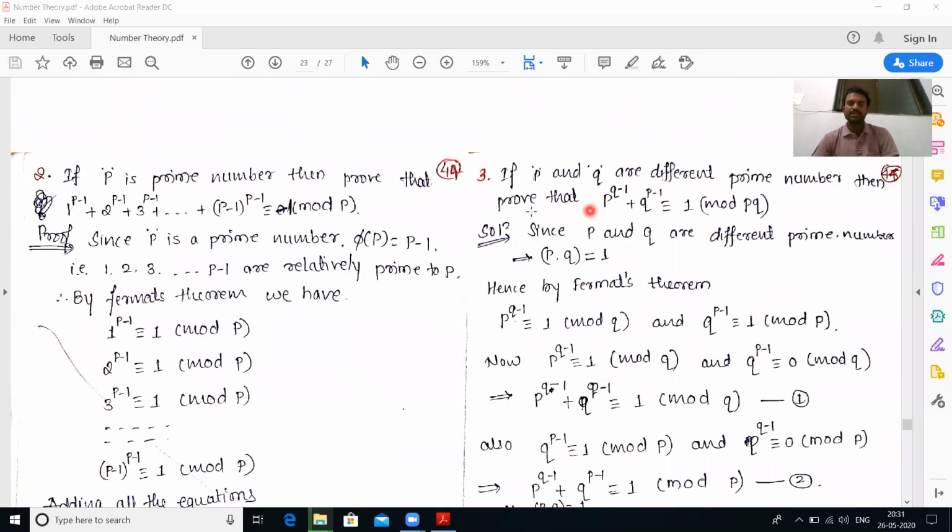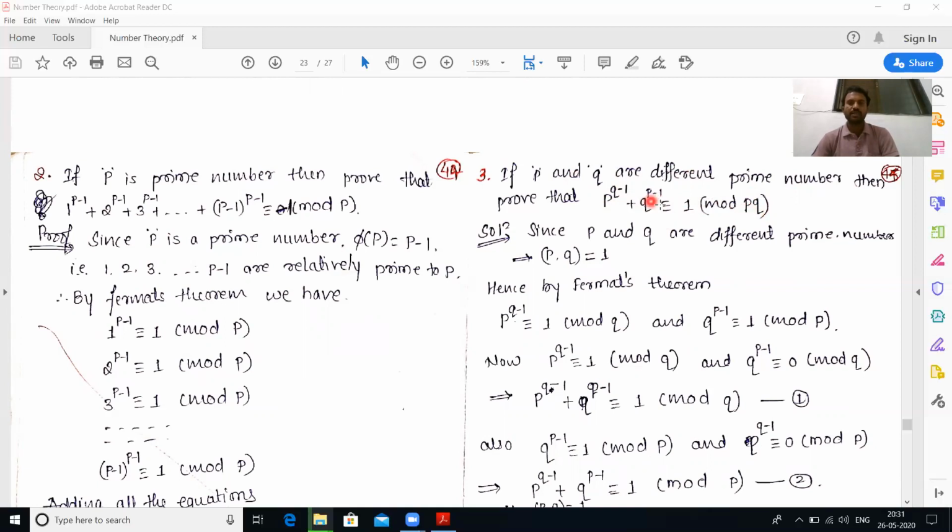The next example: if p and q are different prime numbers, then prove that p raised to q-1 plus q raised to p-1 is congruent to 1 mod pq. You may consider any two different prime numbers as p and q.